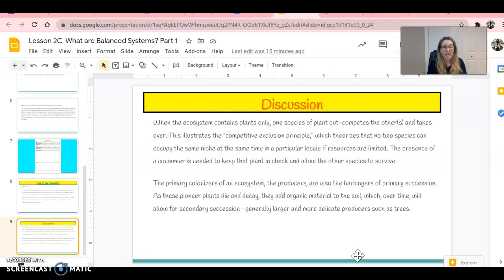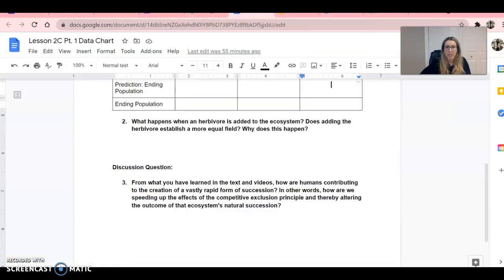The primary colonizers of an ecosystem, the producers, are also the harbingers of primary succession. As these pioneer plants die and decay, they add organic material to the soil, which over time will allow for secondary succession, generally larger and more delicate producers such as trees. So bearing that in mind, you're going to answer this final question. From what you have learned in the text and the videos, how are humans contributing to the creation of a vastly rapid form of succession? In other words, how are we speeding up the effects of the competitive exclusion principle and thereby altering the outcome of that ecosystem's natural succession?